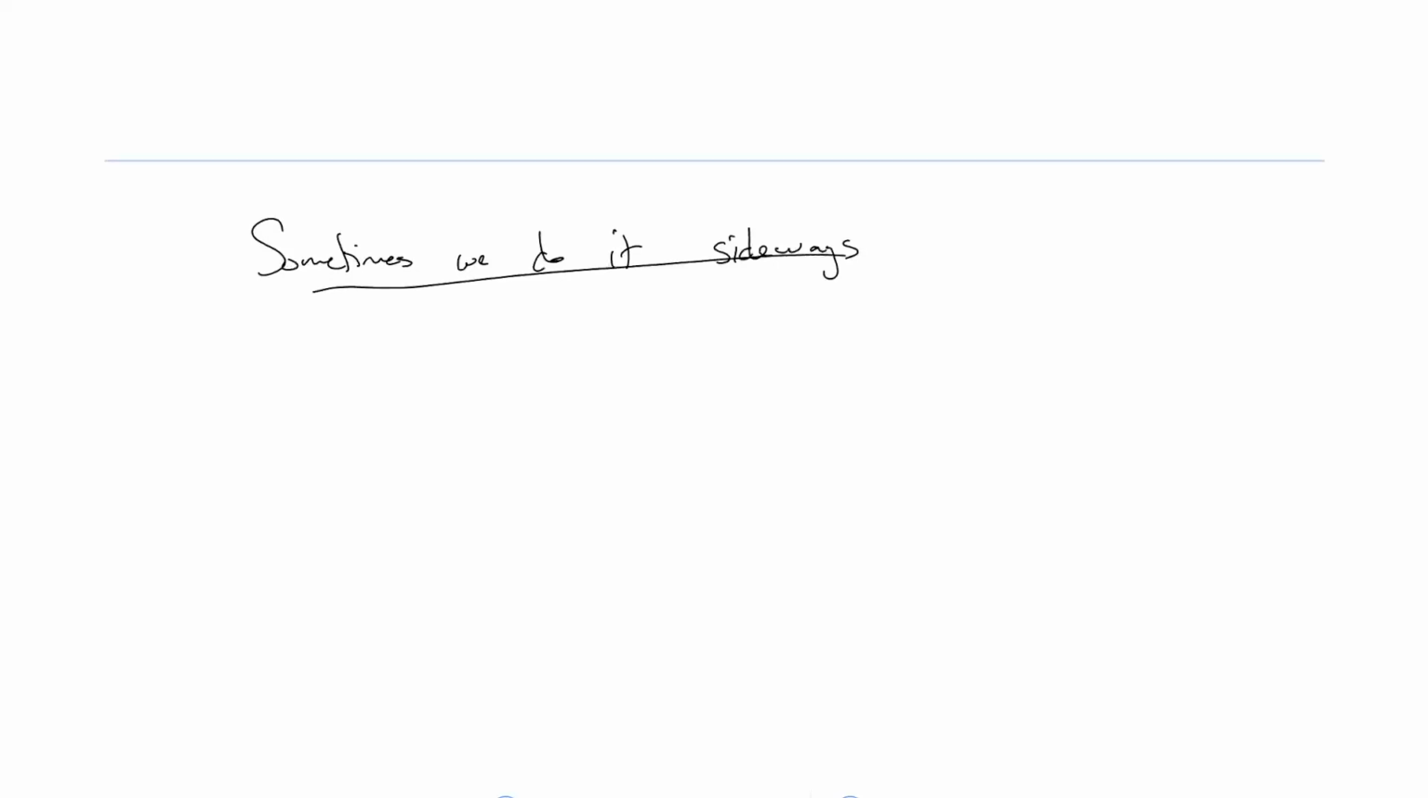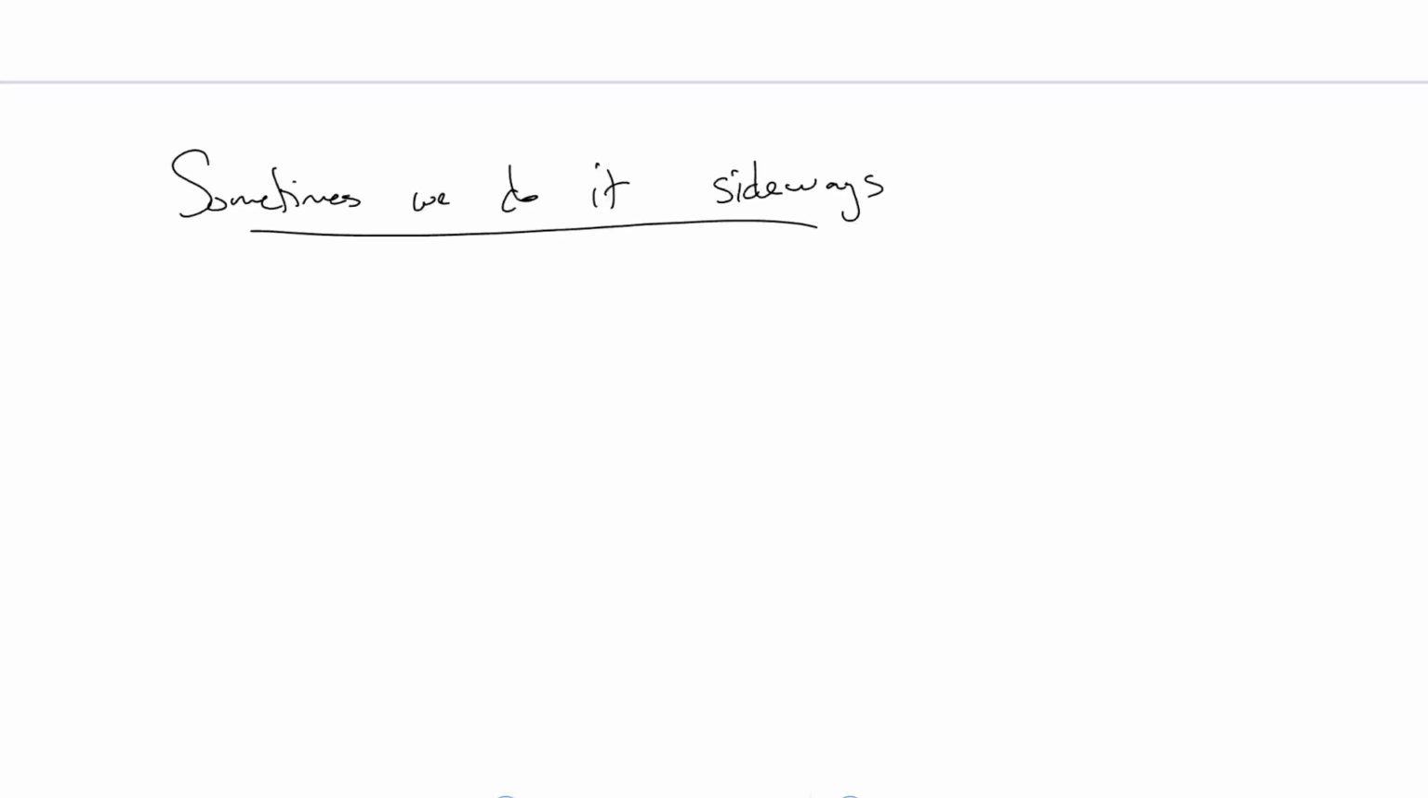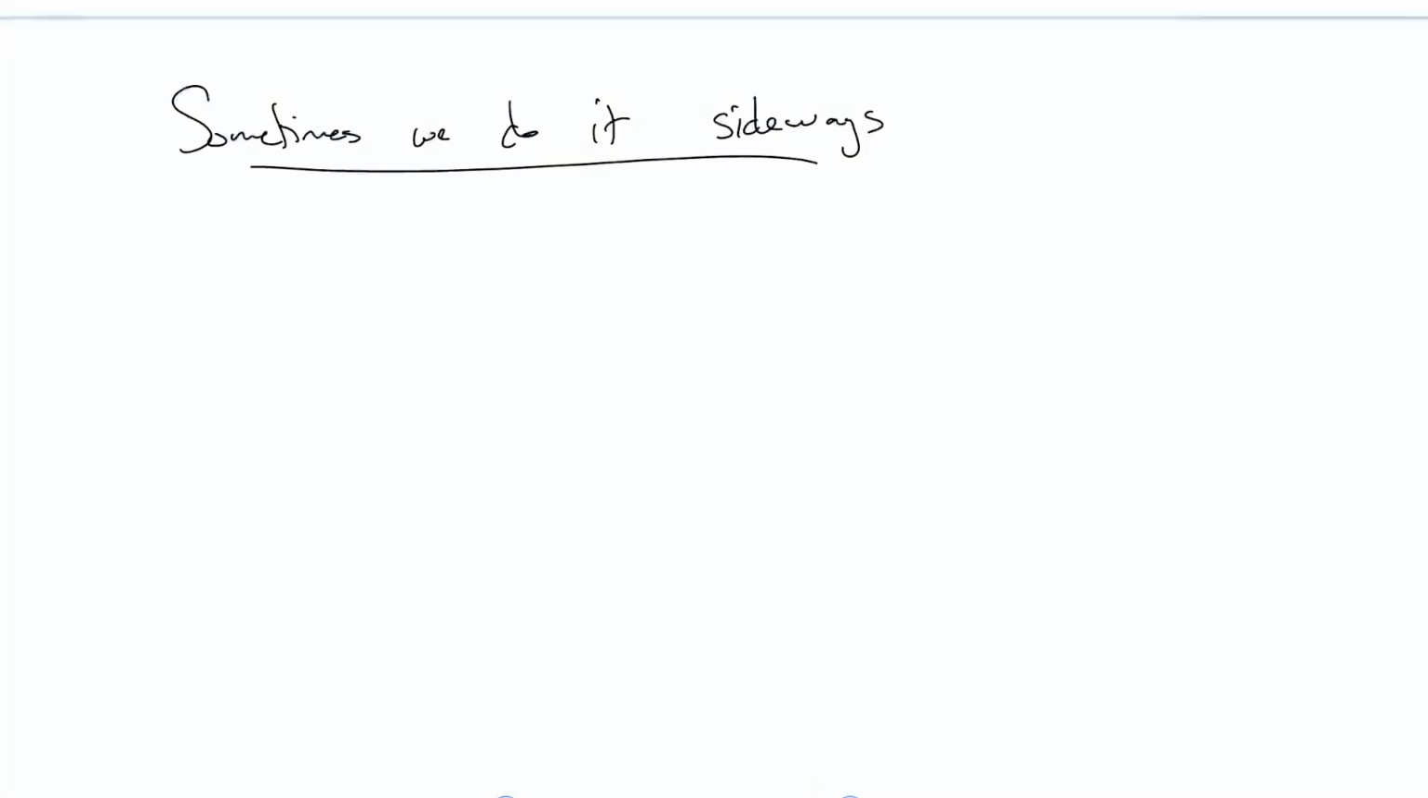Sometimes we do it sideways. This, in my opinion, is a little harder in terms of variations than the other one. Sometimes you got to do it sideways. What I mean by that is something like this. This is one which looks, at a glance, pretty normal. But it's actually not normal.